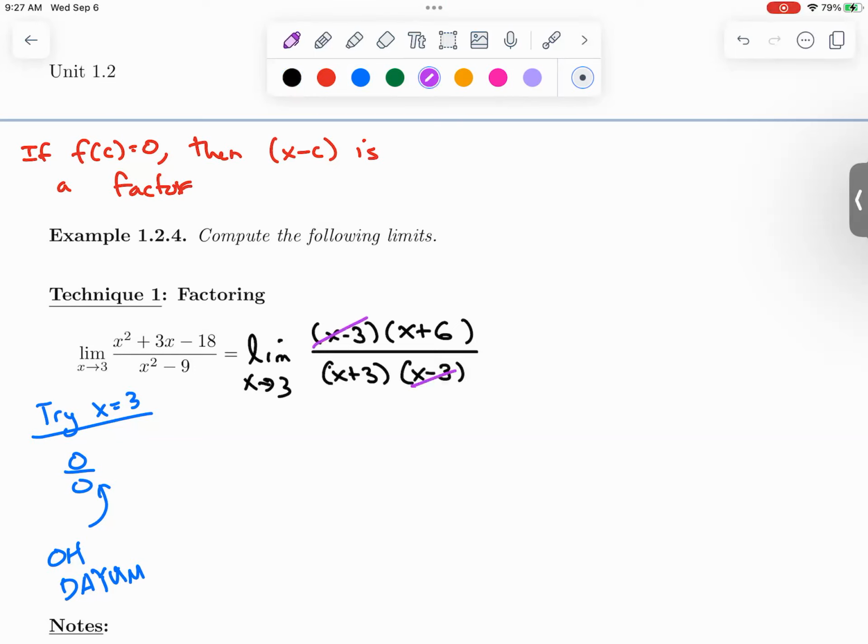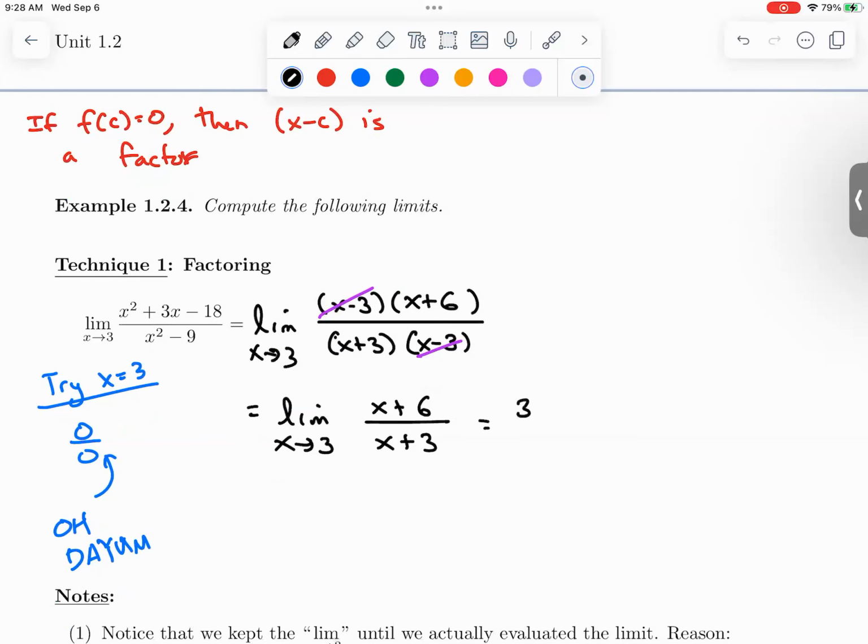And lucky for us, the x minus 3's cancel. We've got the limit as x approaches 3 of x plus 6 over x plus 3. Now that we've canceled something, we should try and plug in. We've simplified the expression inside the limit. So let's try and plug in 3 again. If we get a number, we got it right. If we don't get a number, then we need to do further algebra, whatever that may be. But for us, that's going to work out. We're going to get 3 plus 6 over 3 plus 3. That's going to be 9 over 6, which we should simplify to 3/2.